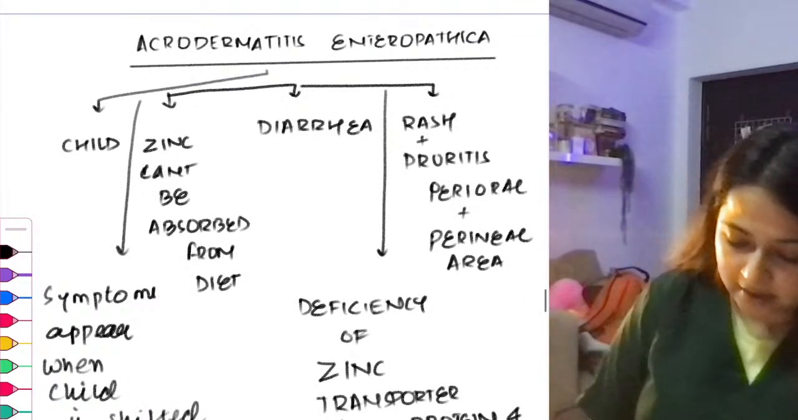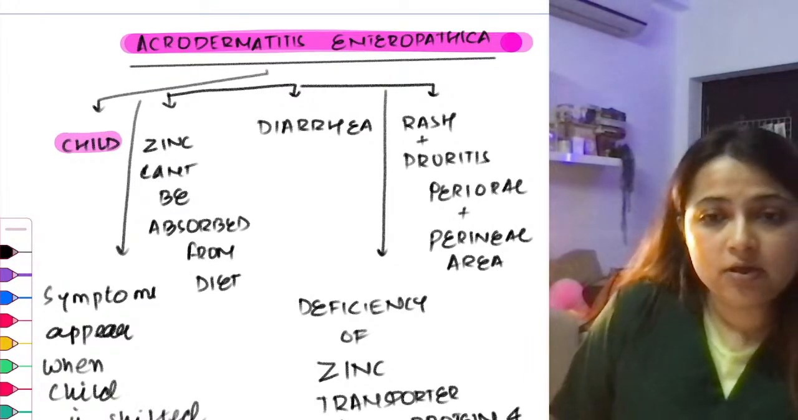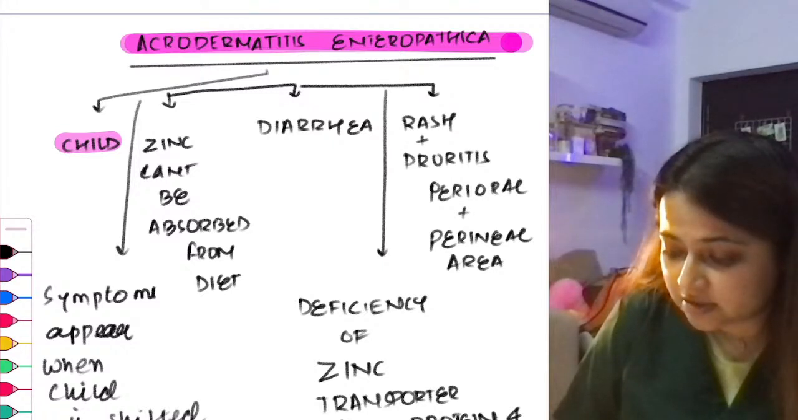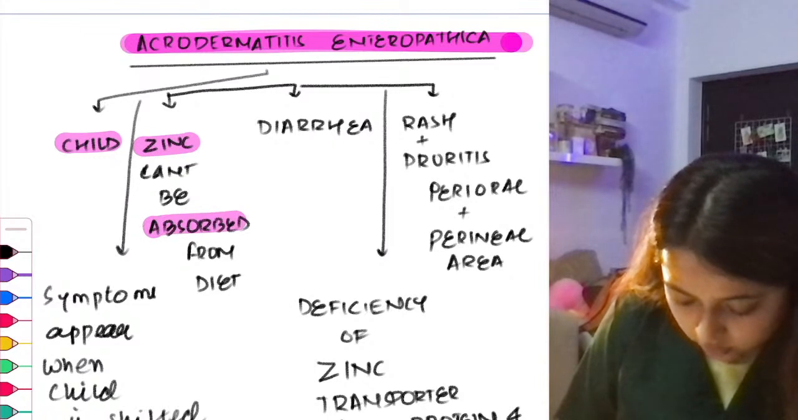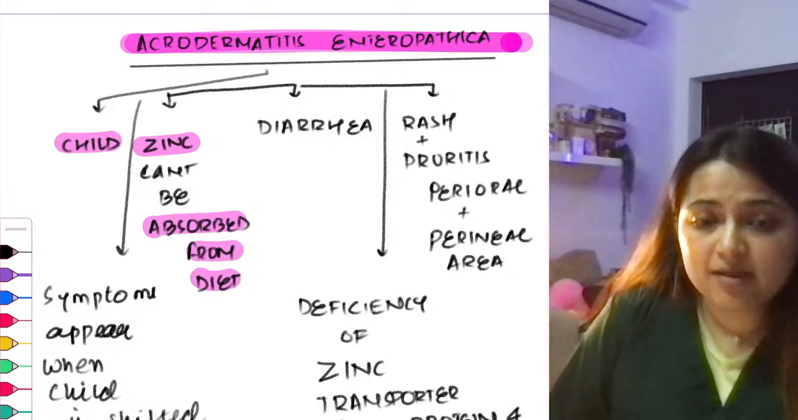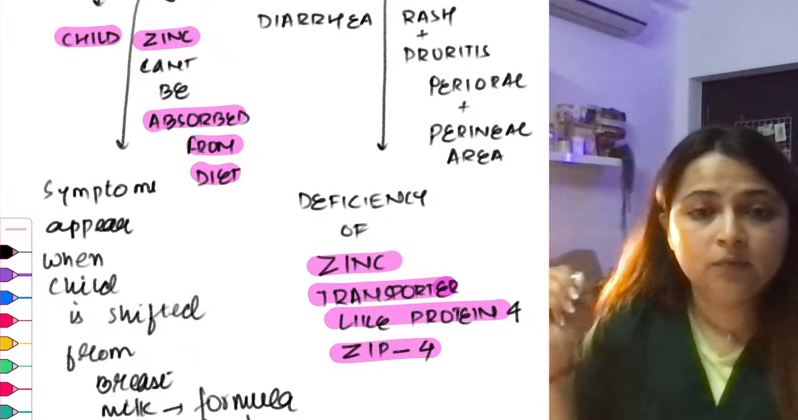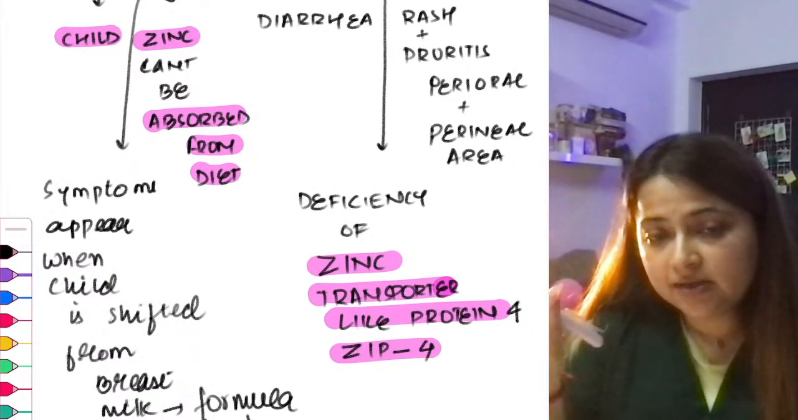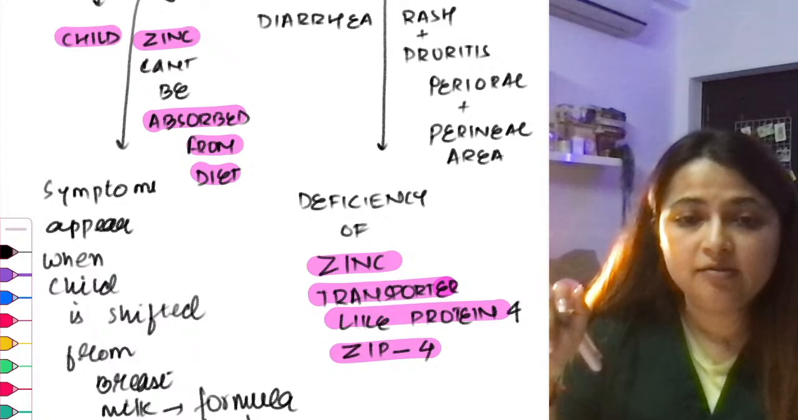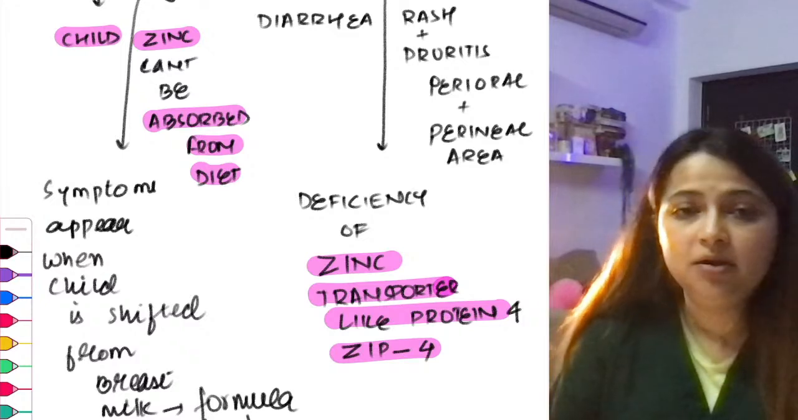So let us talk about Acrodermatitis enteropathica. All right. First of all, you would be given a history of a child or a baby. Okay. What is the problem here in this condition? The problem is that zinc cannot be absorbed from the diet. Zinc cannot be absorbed from the diet. Why does this happen? Because the zinc transporter like protein, that is ZIP4, is deficient. Okay, so if in the question you see ZIP4 or zinc transporter like protein 4 deficiency, you can think about Acrodermatitis enteropathica. So this transporter is defective, so ultimately zinc cannot be absorbed from the diet.